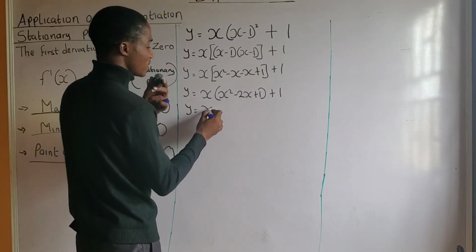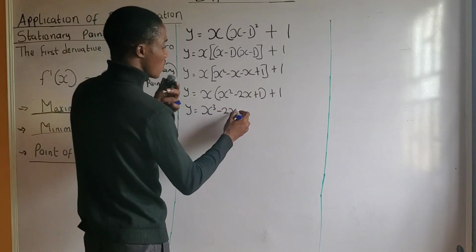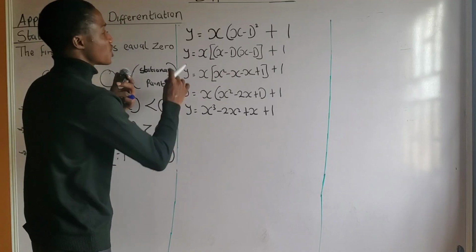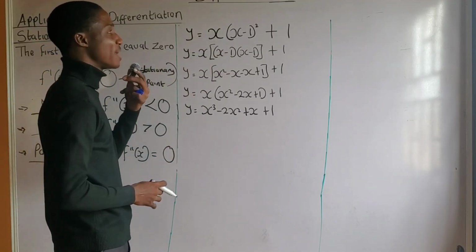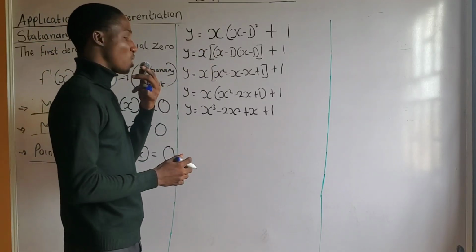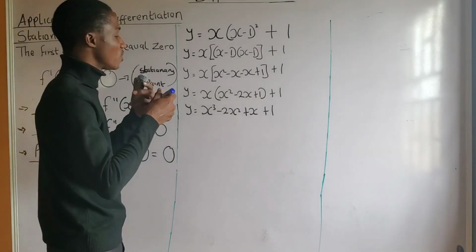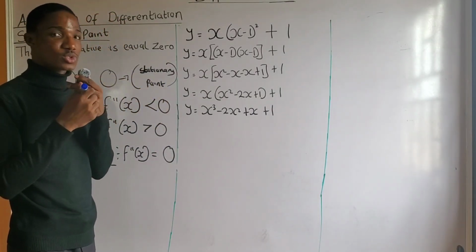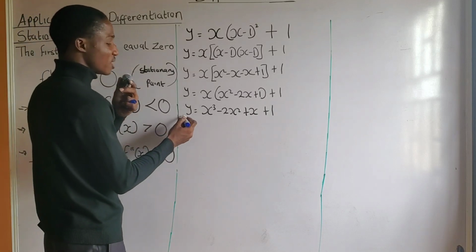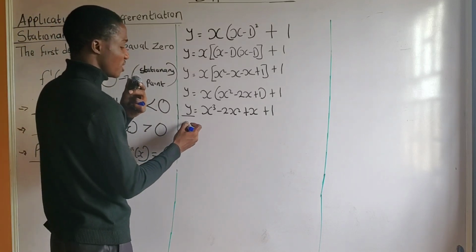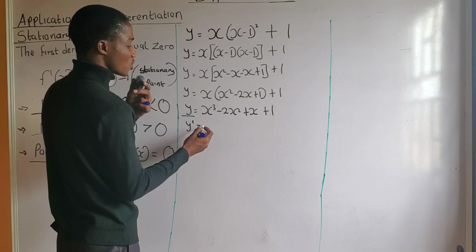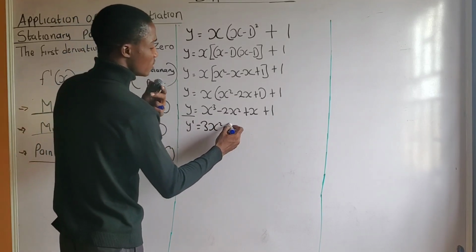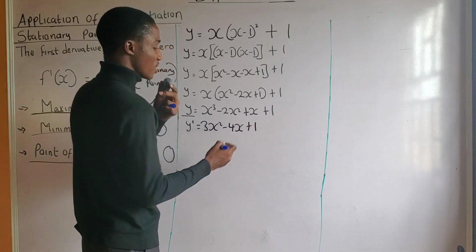Y equals x raised to the power of 3 minus 2x squared plus x plus 1. Okay, so the function y equals x multiplied by x minus 1 squared plus 1 can be written as this. Now, don't forget that at a stationary point, the first derivative of the function is equal to 0. So I'm going to take the first derivative of this function. The derivative of y is equal to differentiate x cubed, I'm going to have 3x squared minus 4x plus 1, okay?